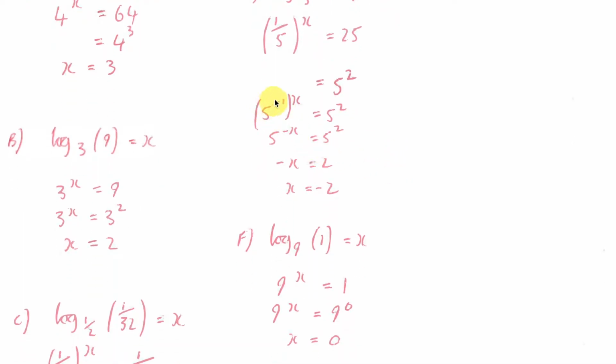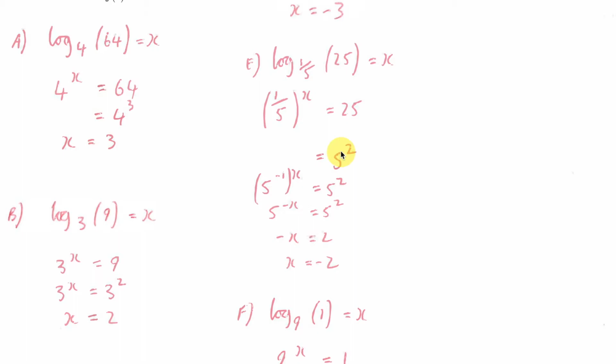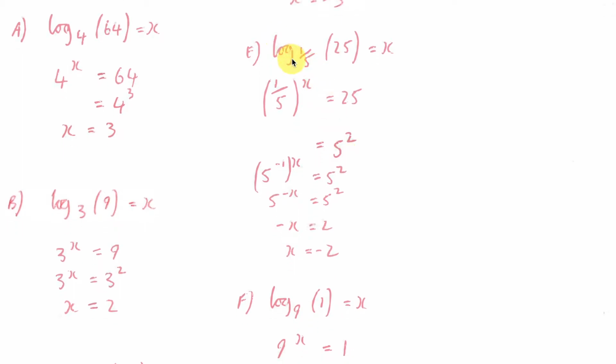And if I multiply through, I'm going to have 5 to the power of -x equals 5 squared, so -x equals 2, just equating the powers. And now, of course, multiplying both sides by -1, I get x equaling -2. So that tells me, of course, log base 1/5 of number 25 is equivalent to -2.